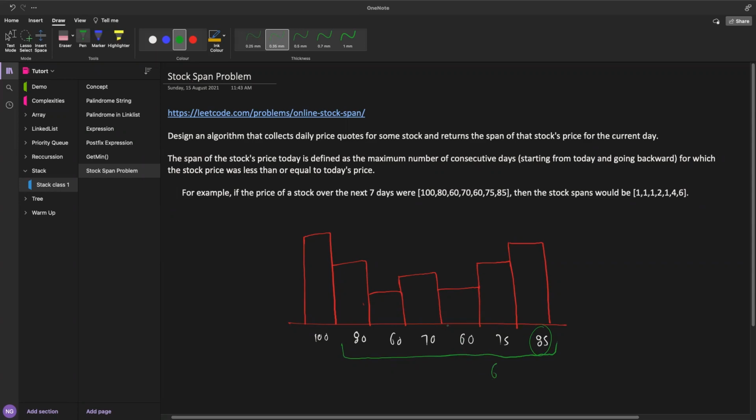So it is spanning till 6 stocks. For 100, there is nothing on the left side, because this is starting from day 0, 1, 2, 3. So we have to look at the previous day. So that's why 100 will have only one. Cool. Now is it clear what we have to do?